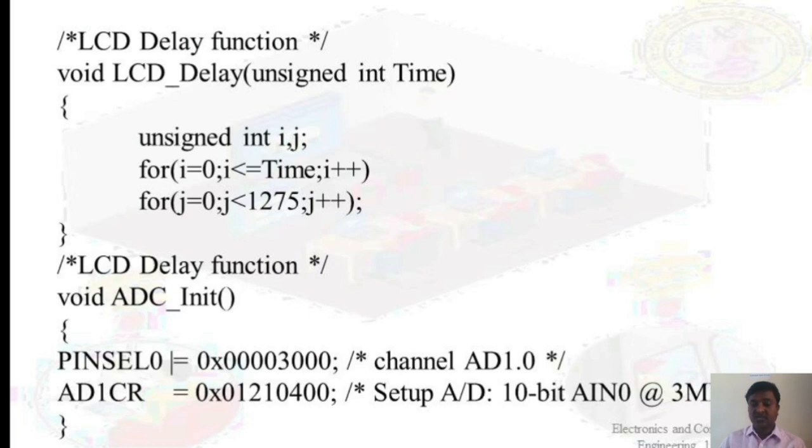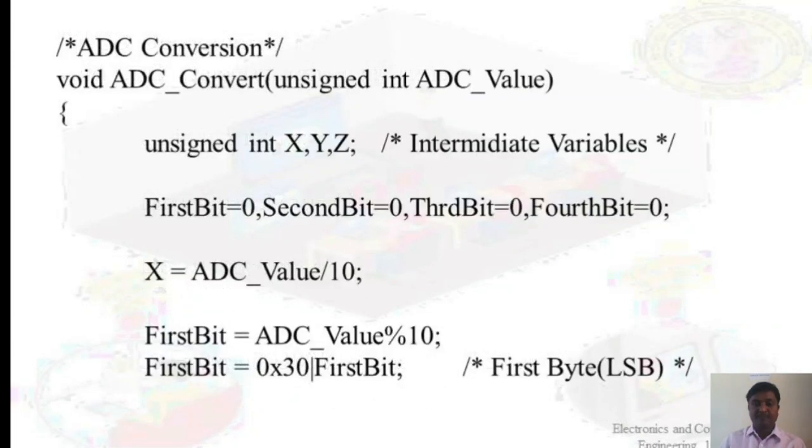AD1CR, that is control registers, equal to 0x01210400. We are setting up the analog to digital converter, 10-bit, EIN 1 at 3 MHz. ADC conversion: we are converting the hex value. While ADC convert unsigned into ADC value, unsigned int XYZ, we are declaring three intermediate variables.